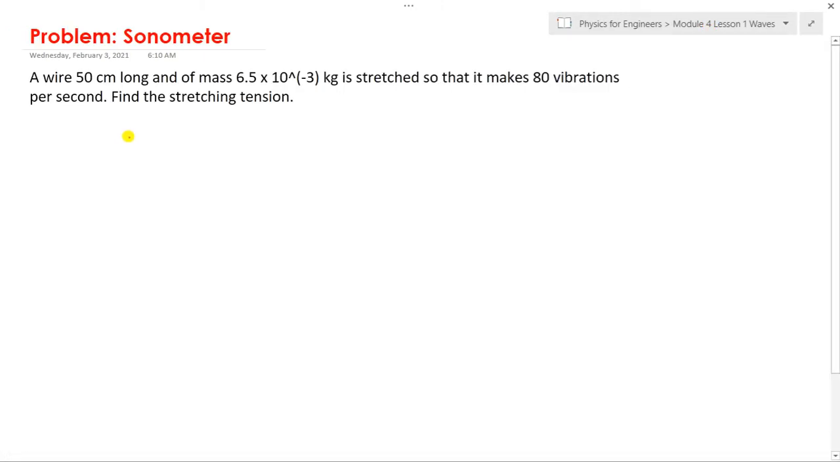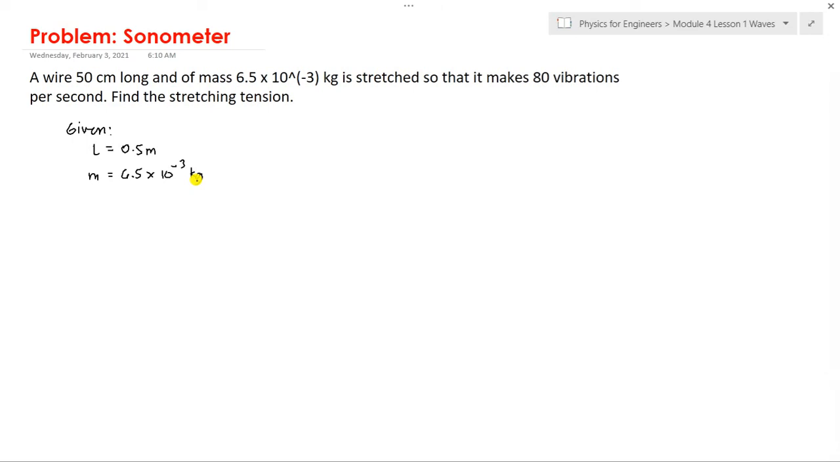So we have here our first problem. Let's say we have a wire with a given dimension. Given a wire 50 cm long, we convert that in terms of meters, that is 0.5 meters. And a mass of 6.5 times 10 to the power of negative 3 kilogram. It is stretched so that it makes 80 vibrations.